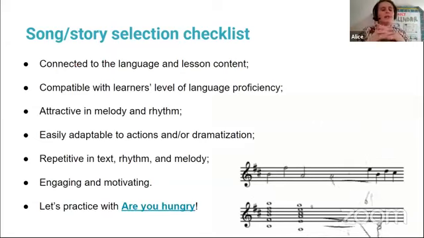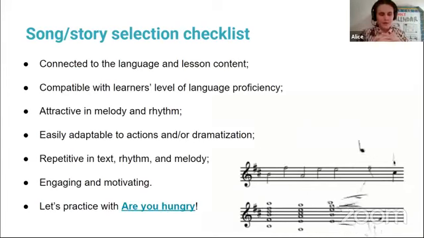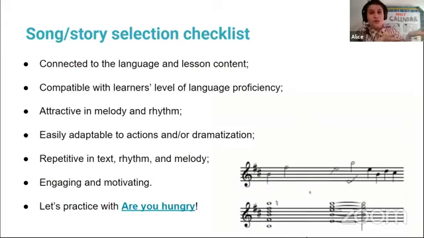Okay, so what is important when it comes to story and song selection? Please think about the content of your lesson. Think about learners' level of language proficiency. You cannot just select a random song. You really need to follow these questions. So you're going to pose a question to yourself. Is this song connected to the language, to the lesson content? Is this song compatible with my students' level of language proficiency?